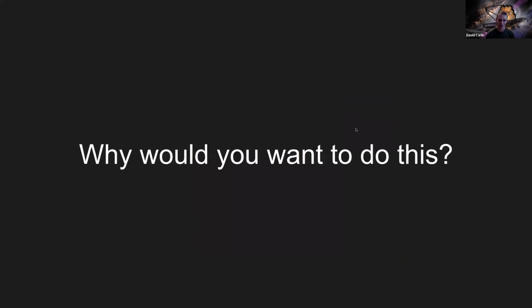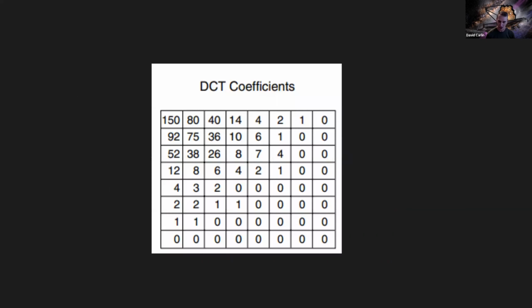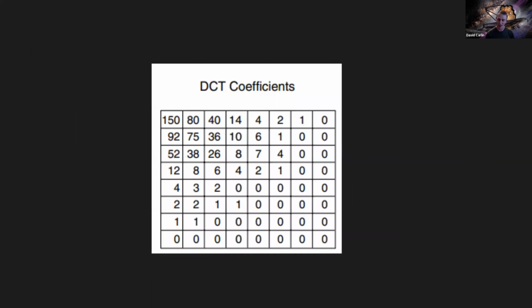Now I know what you're thinking. Why the hell would you want to do this? What is the purpose? And the purpose is that for most images, the high frequency changes, which are the ones in the bottom right here, firstly, they're not very common in images. And secondly, we don't see them very well. So they aren't as important to the image. And so instead of all of the important numbers being randomly spread over this whole 8 by 8 grid, it moves all of the important numbers towards the top left.